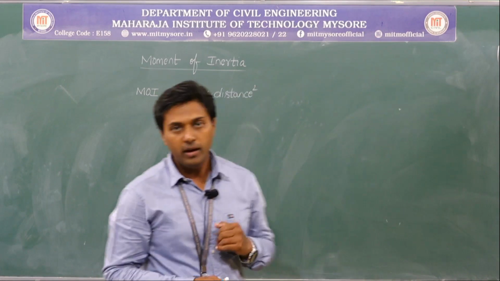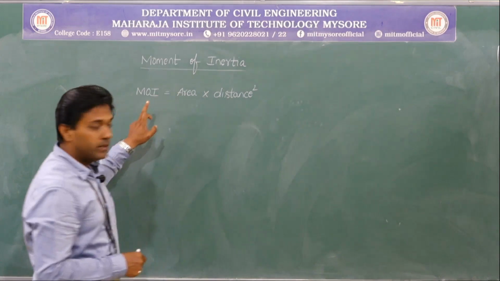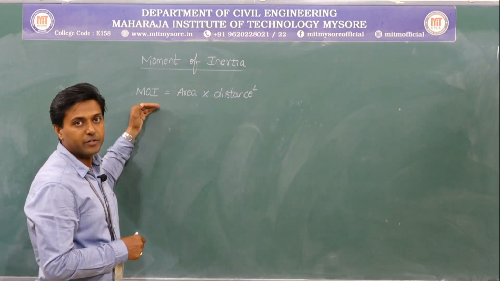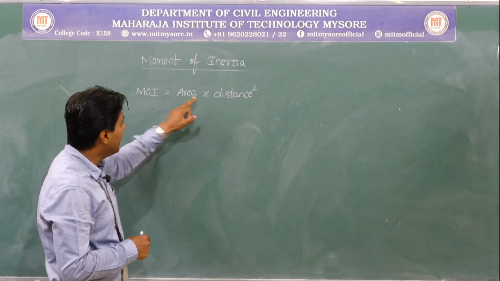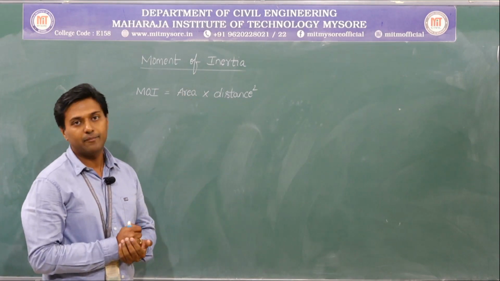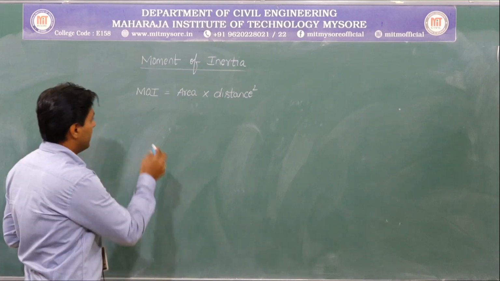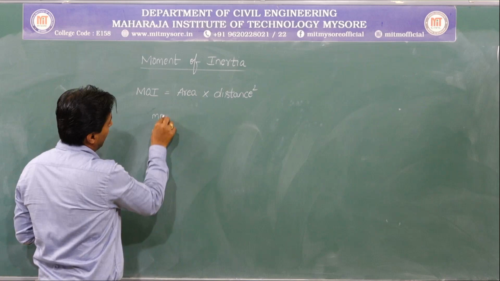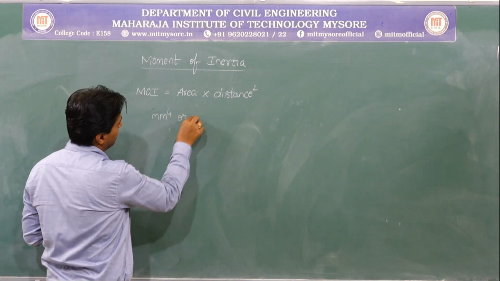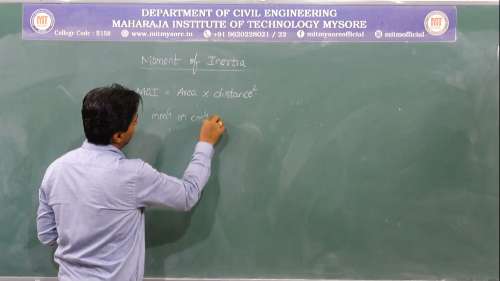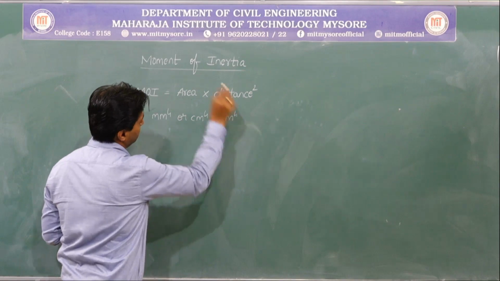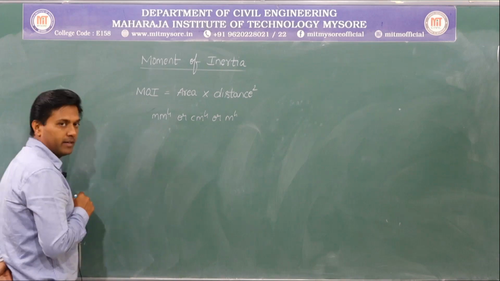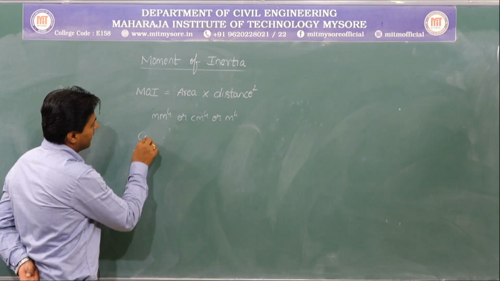Okay. So now in centroid, you people know that centroid was given by area into distance, but moment of inertia is given by the formula area into distance square. So based on this, the unit of moment of inertia will be either mm to the power of 4 or centimeter to the power of 4 or meter to the power of 4.